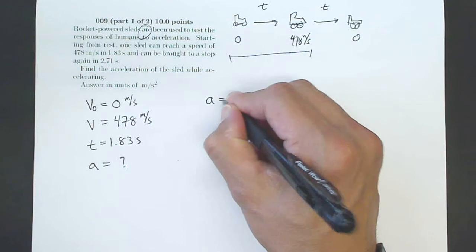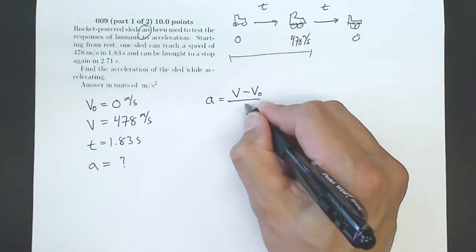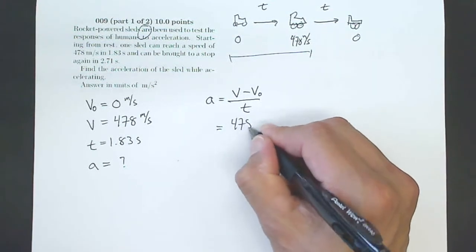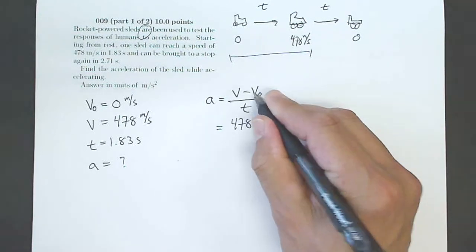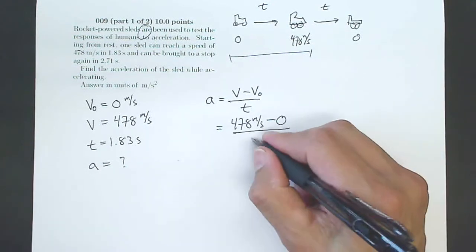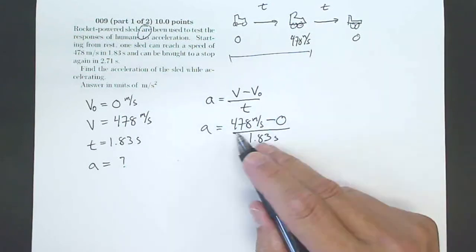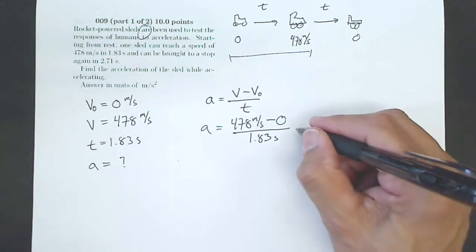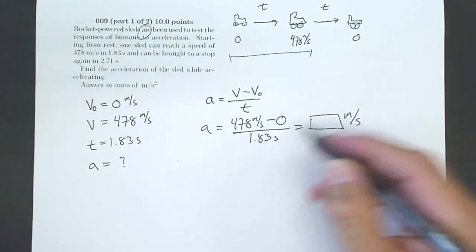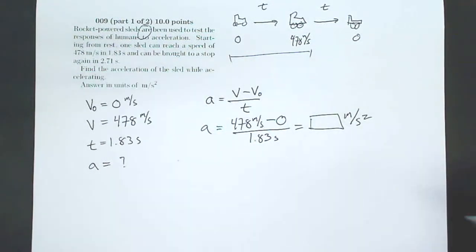I know that my acceleration is going to be my final velocity minus my initial velocity, that's v minus v0, divided by the amount of time. So it's going to be my final velocity of 478 meters per second minus my initial velocity, which was 0, divided by the amount of time it took to accelerate, and that's 1.83 seconds. When I do this 478 divided by 1.83, I'm going to get some nice big number in meters per second, again divided by seconds, so that makes it meters per second squared, and that is going to be my acceleration, my answer for question number 9.